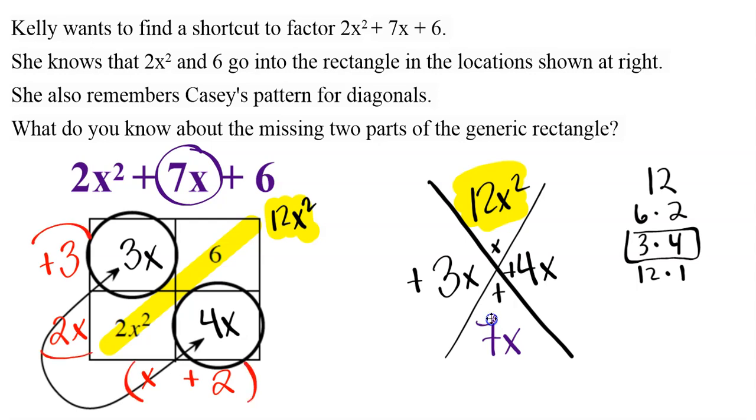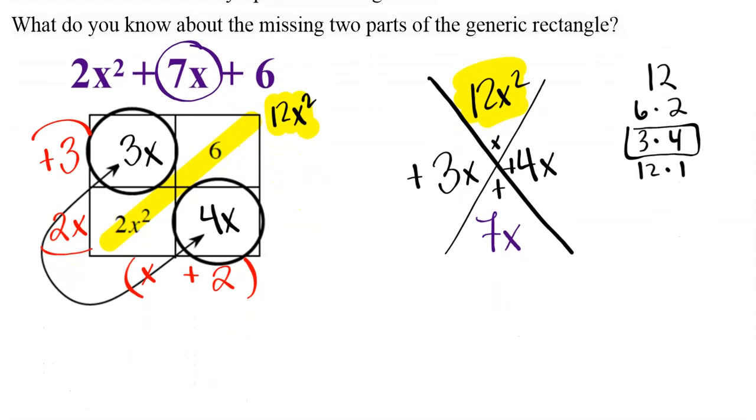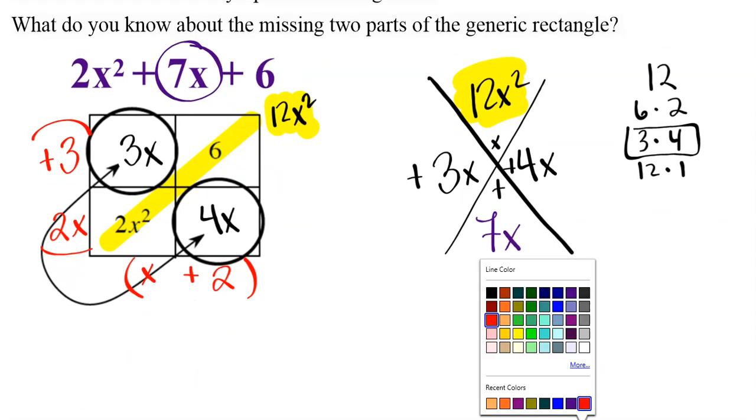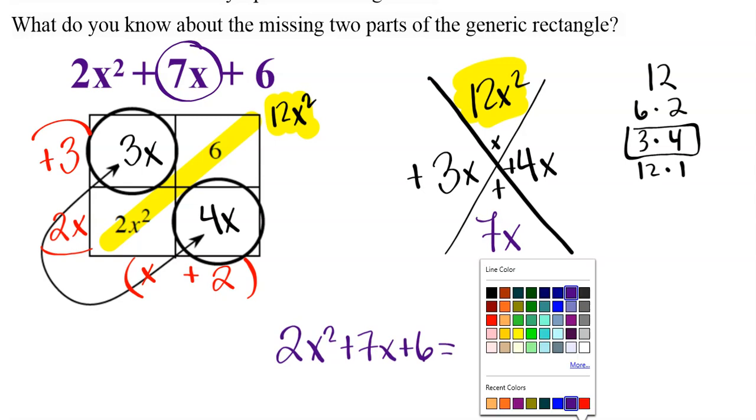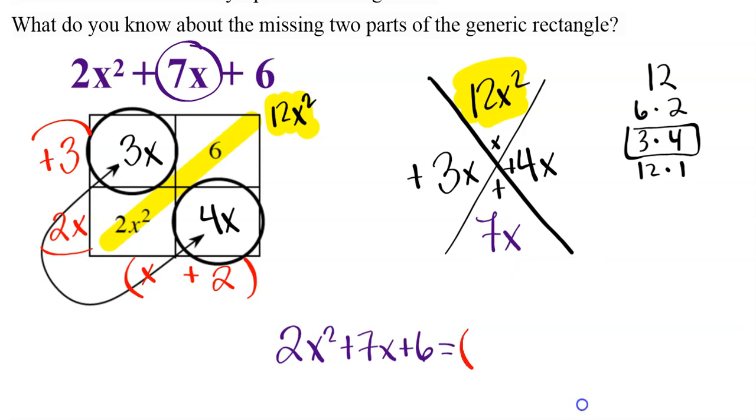So what we can say is, we were given 2x squared plus 7x plus 6, and it factors down to 2x plus 3 and x plus 2. And that's it.